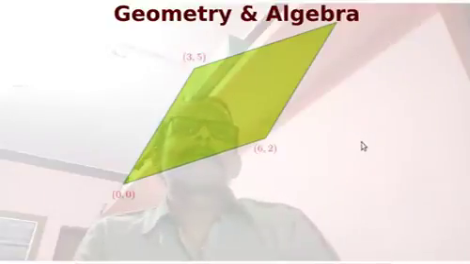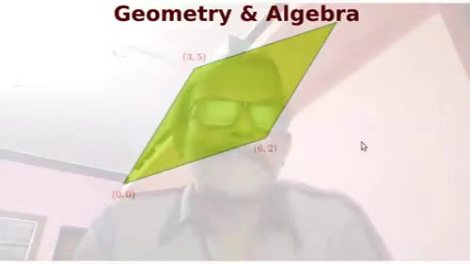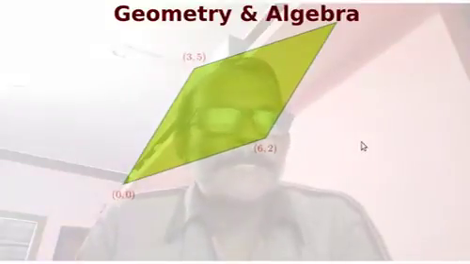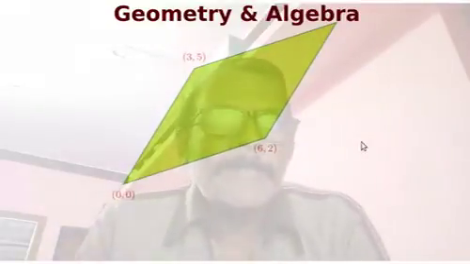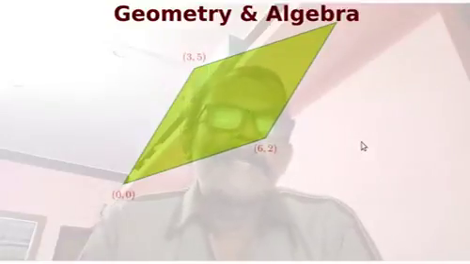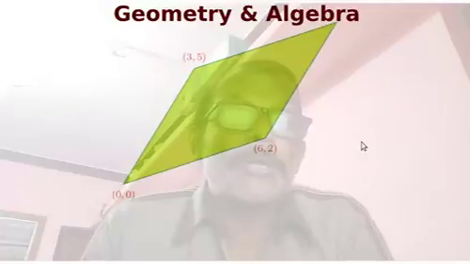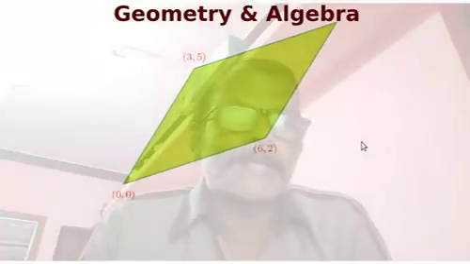Okay, now coming to some other figures like this. What is this? This is a parallelogram. It is a quadrilateral, but here the problem is that its sides are not at all parallel to the axes.